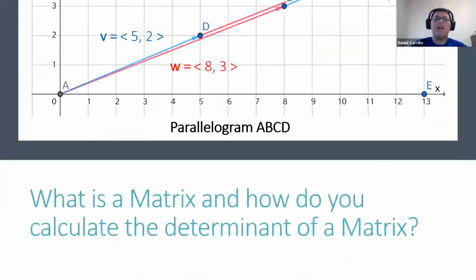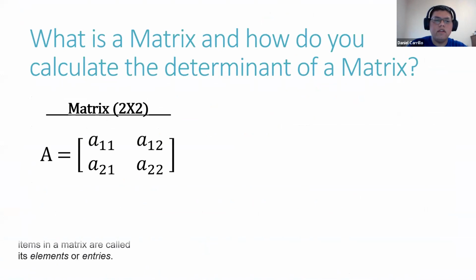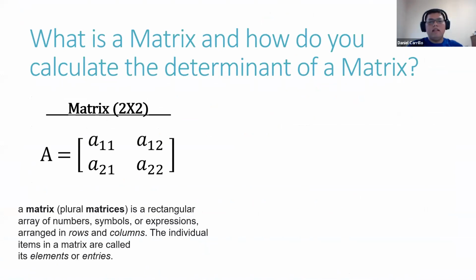All right, so now let's move on to matrices. What is a matrix and how do you calculate the determinants of a matrix? Okay, so on the left side, we got a general matrix A, which is a 2 by 2 matrix. And a matrix is a rectangular array of numbers, symbols, or expressions, arranged in rows or columns.